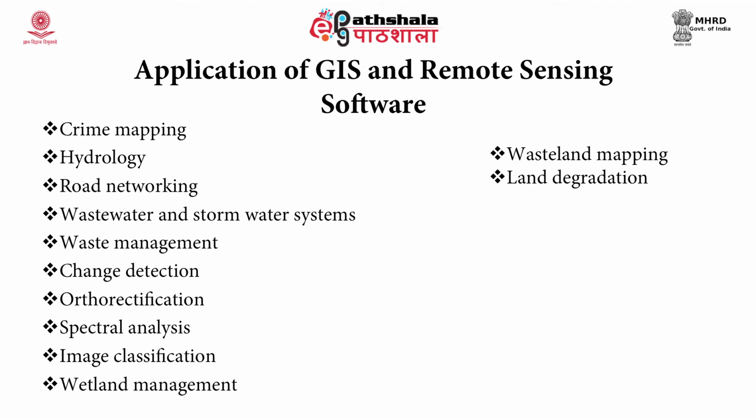For example, in crime mapping our GIS softwares are being effectively used by the Delhi police for mapping the crime patterns occurring in the national capital of Delhi. Road networking is effectively utilized by various companies and organizations in India. For hydrological studies, remote sensing and GIS has proven to be very effective for watershed management as well as for planning activities.